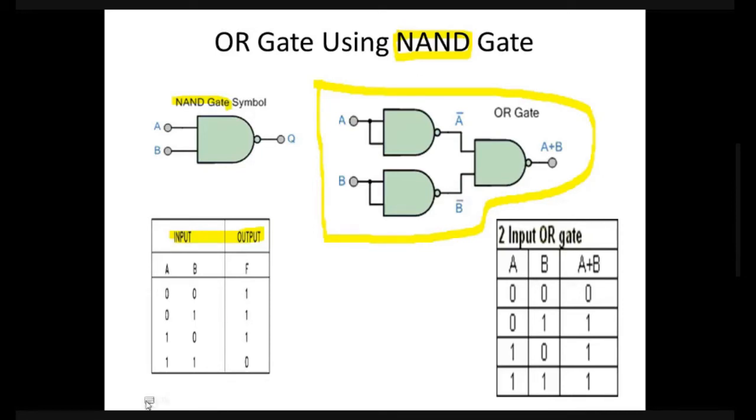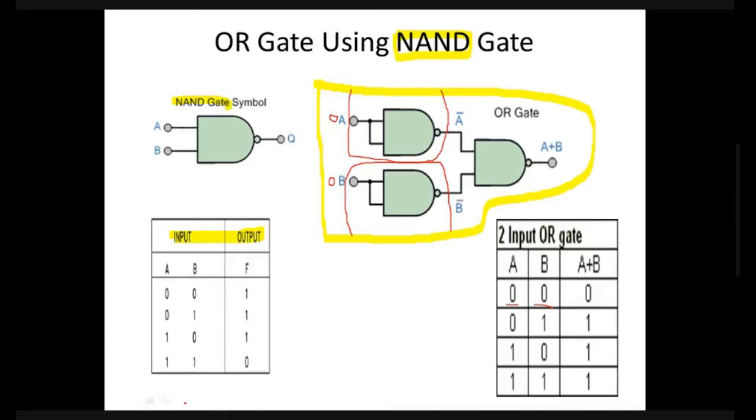Then first we have to take the first input. What is the first input? Here the first input is 0 0. So we apply this 0 here, then we apply the second 0 here. Then we have to check whatever the output is. Here this is the individual NAND gate, this is the individual NAND gate, and this is the third NAND gate.